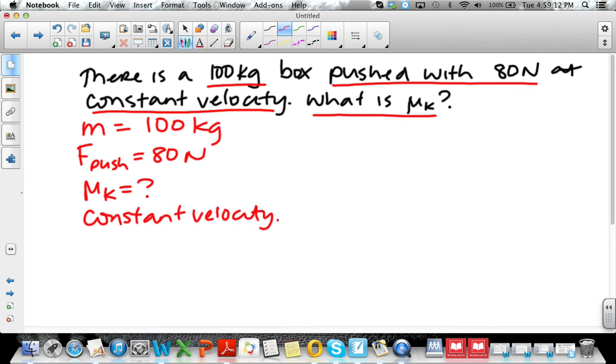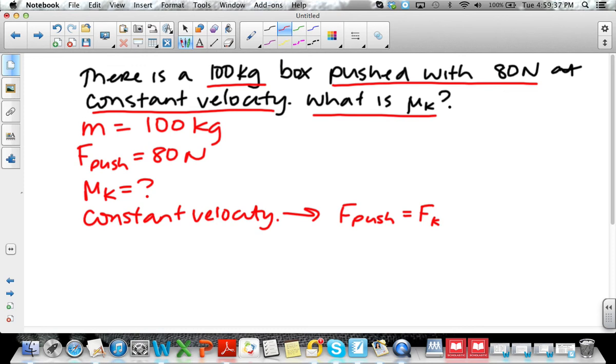And then because of constant velocity, that means that F push is going to equal Fk. So I can just go over here and write F push is going to equal Fk, because then my picture is balanced. F push is to the right, Fk is to the left. If they equal each other, then I have a constant velocity. So that constant velocity really told me all that.